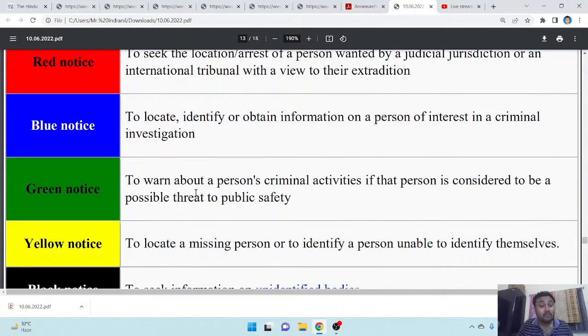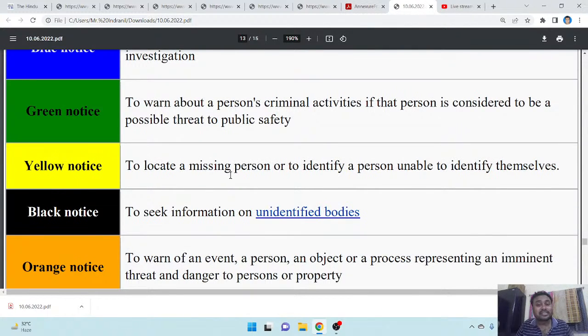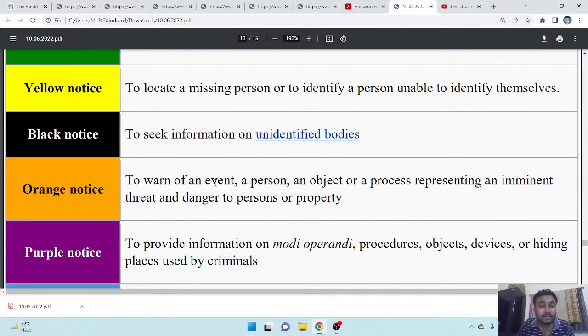Green notice is a warning that this person may commit some crime in future. Yellow notice is for a missing person; to find a missing person, a yellow notice is issued by Interpol. Then black notice is to seek information about unidentified dead bodies. And orange notice is a warning about an event or person that may cause harm to that country, so do not allow this person to enter your country. This kind of notice is an orange notice.